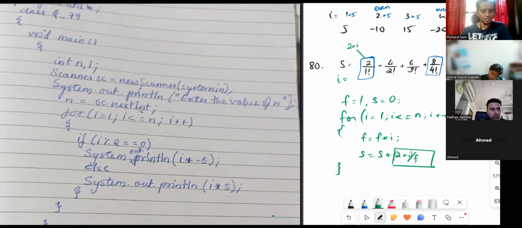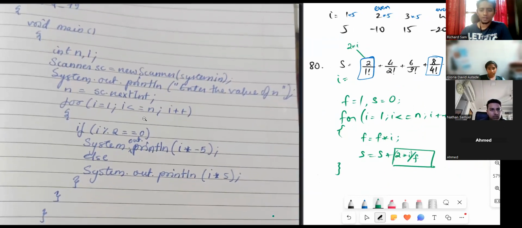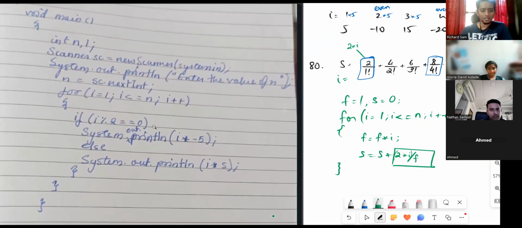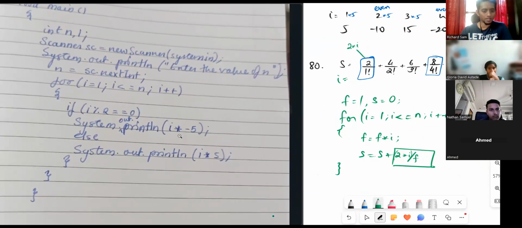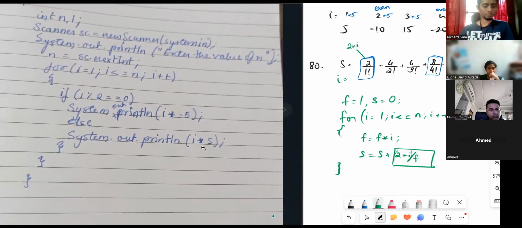Okay, Gloria. This looks right. So I is going from 1 to n, and when I is even, then you're multiplying and printing I into -5. So it's negative. Else you're multiplying and printing it with 5. That's correct.